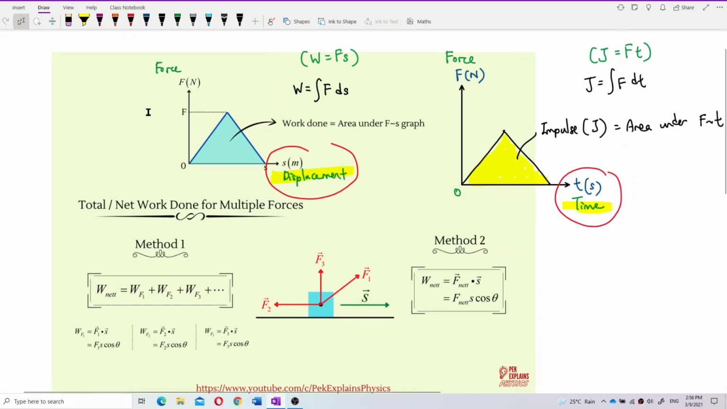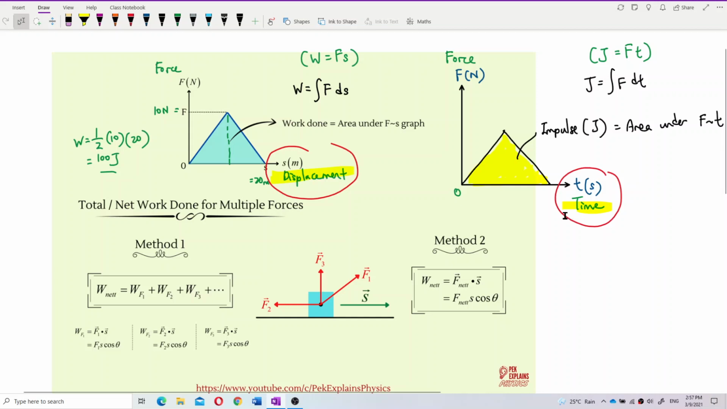Let's say this force is 10 Newton, and the displacement is 20 meter. How do we get the area under the graph, to get the work done? The work done is the triangle, so half times 10 Newton times 20 meter. What do you get? You get 100 joule of work done. That's the area under the graph.